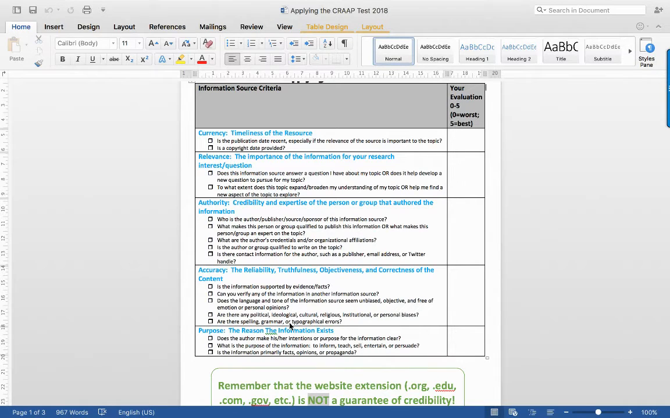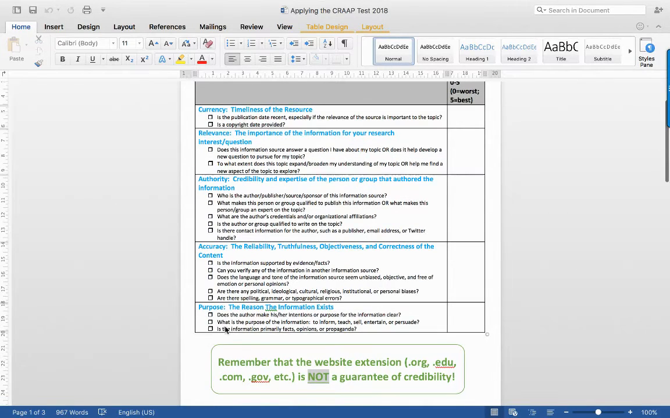If a person doesn't take the time to ensure that their information is correctly spelled, then what are the chances that the information is correct at all? Finally, look at the purpose, the reason the information exists. So does the author make his or her intentions or purpose for the information clear? What is the purpose of the information? Is it to inform, teach, sell, entertain, or persuade?